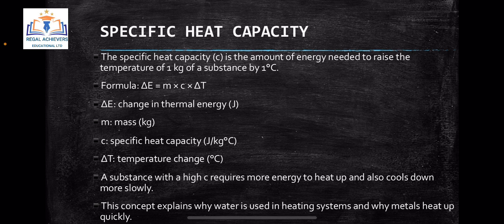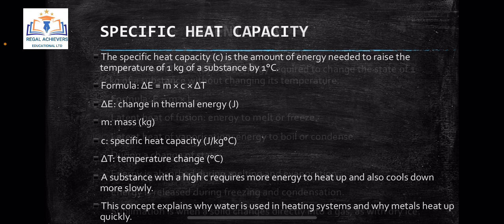Specific heat capacity. The specific heat capacity is the amount of energy needed to raise the temperature of 1 kilogram of a substance by 1 degree Celsius. The formula we use is change in thermal energy equals mass times specific heat capacity times the change in temperature. You can see the parameters being outlined right there. A substance with a high specific heat capacity requires more energy to heat up and also cools down more slowly. This concept explains why water is used in heating systems and why metals heat up quickly.